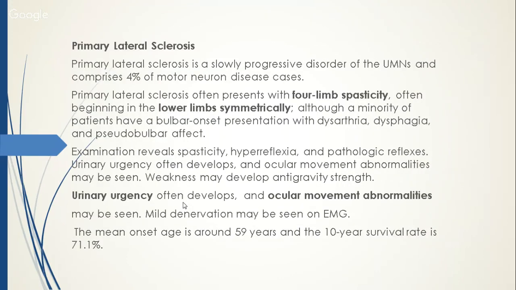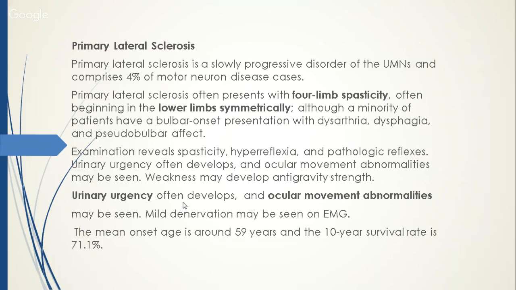Other parts of the spectrum, not really ALS, that we can discuss in this lecture include primary lateral sclerosis, which is mostly an upper motor neuron disease rather than an upper and lower motor neuron disease. It typically involves all four extremities symmetrically, and mostly you'll have spasticity as well as some bulbar onset later on with dysarthria and dysphagia.